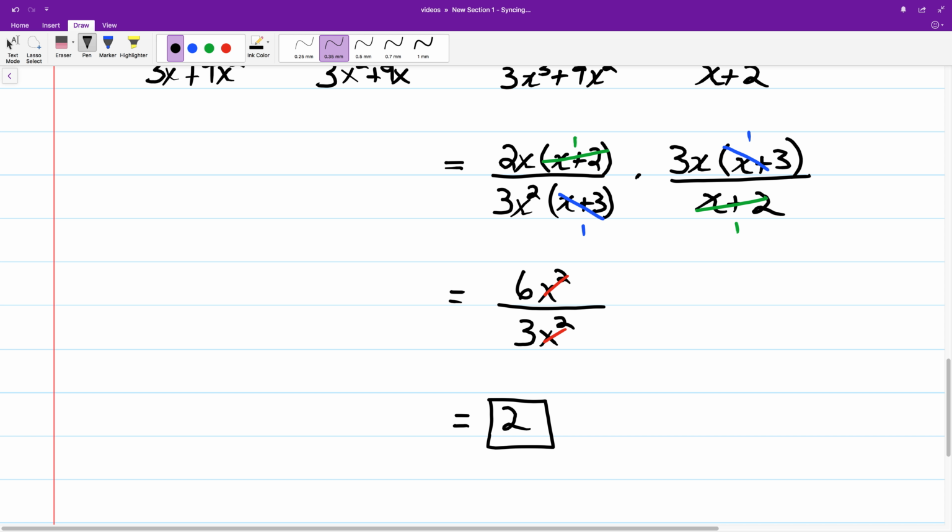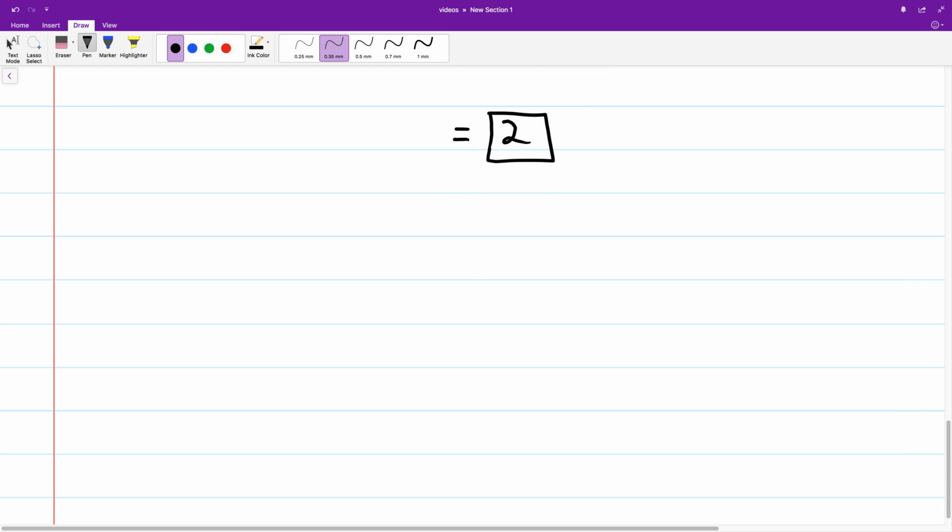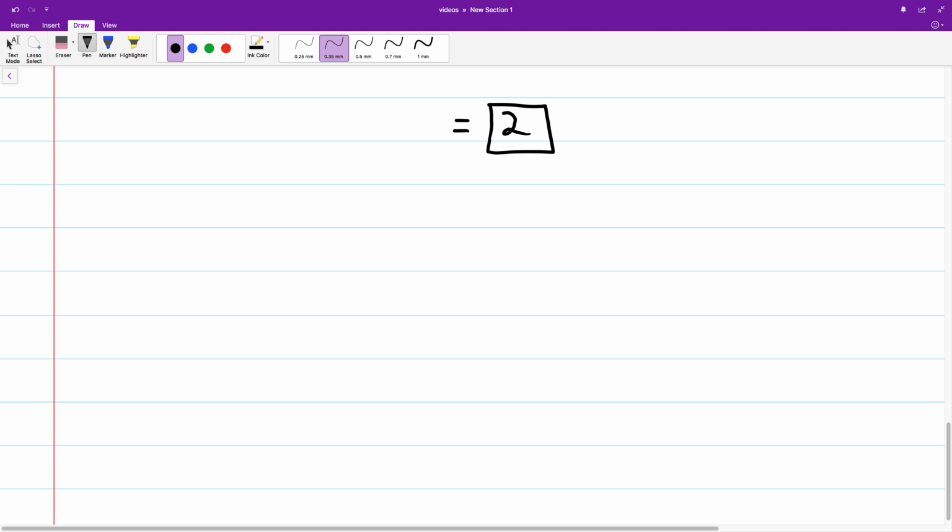Now, let's take what we have from page 51 in your textbook, and we have a multiplication problem.